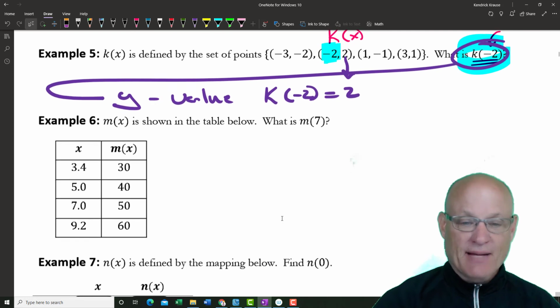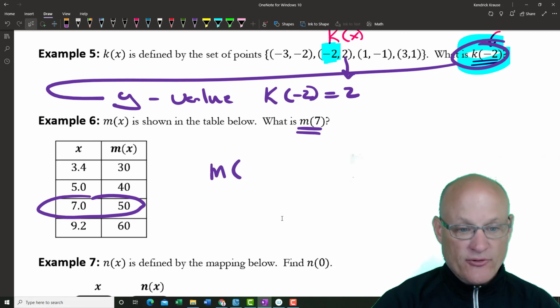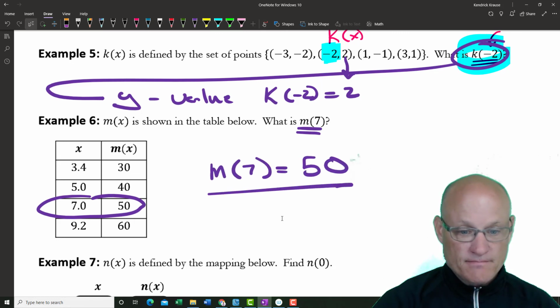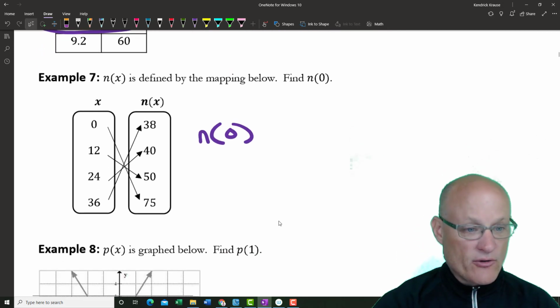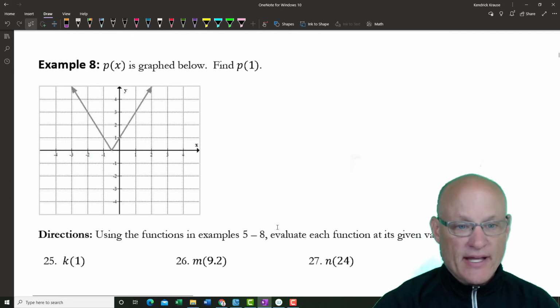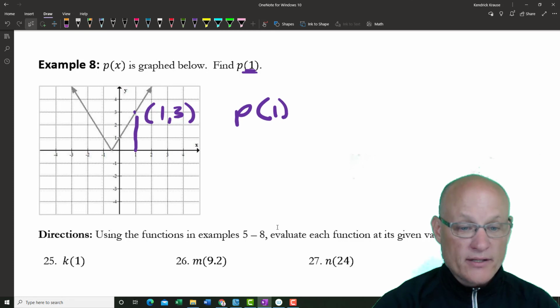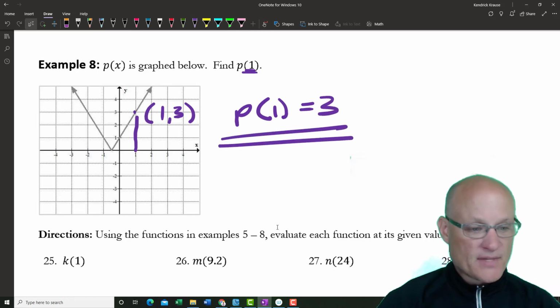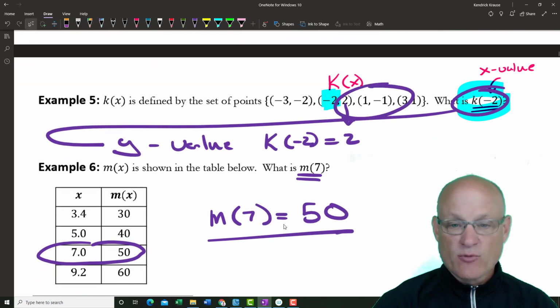What is m of 7? Again, I'm looking for the y value, the output value. So I go find 7, and the answer is m of 7 equals 50. n of 0, so I go look for the 0. I follow the arrow down, and 75. And p of 1. So I go look for the x value of 1. There's the x value of 1, and I'm going to go look for the y value. This point up here would be the point (1, 3). So p of 1 is equal to 3. All right, k of 1. Here's the 1 value. So k of 1 is negative 1.